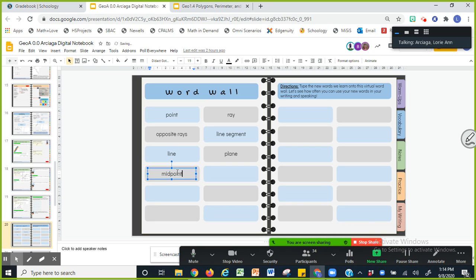We talked about the midpoint. We talked about bisector. You don't have to follow the same exact order as I write them. You can order them in any way you want. We also had conditional statements, which we said are if-then statements. And then we also talked about biconditional statements.